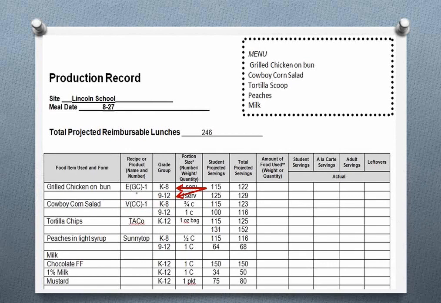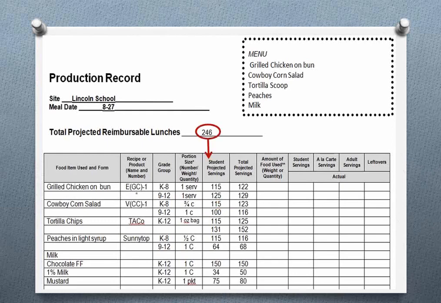So in this, it shows the grade groups. In this line, we're showing the serving sizes. The K through 8 is receiving 3/4 cup because that is their minimum requirement for vegetable. The high school is being offered 1 cup because, again, that is their minimum requirement for a vegetable.